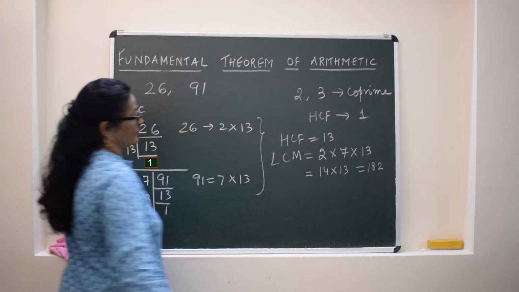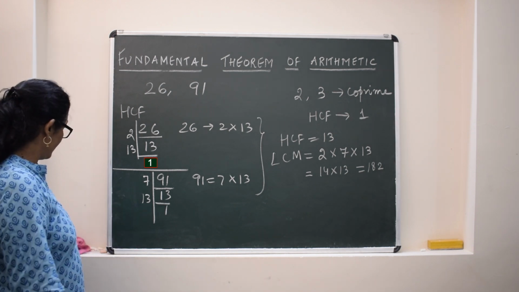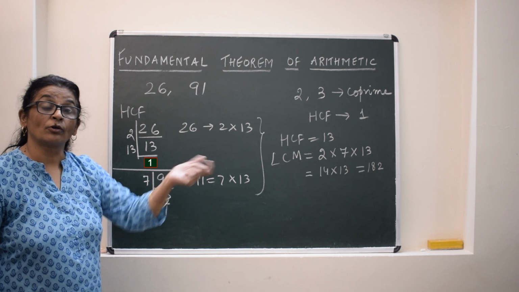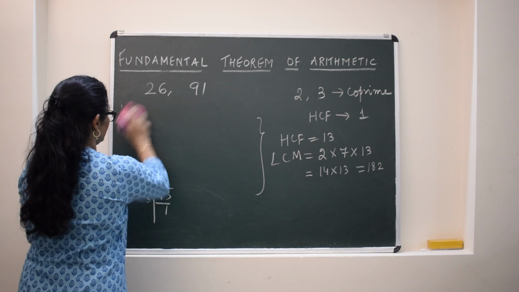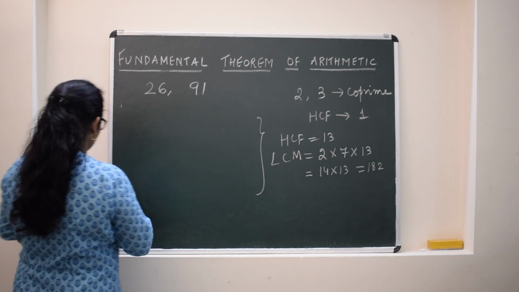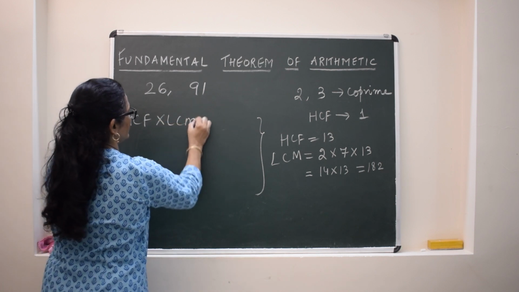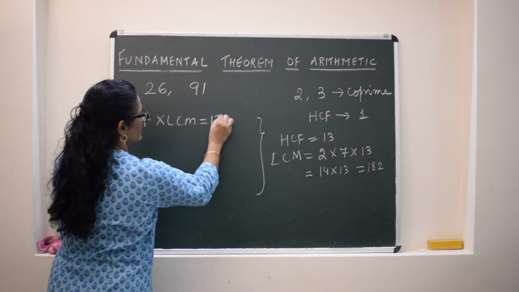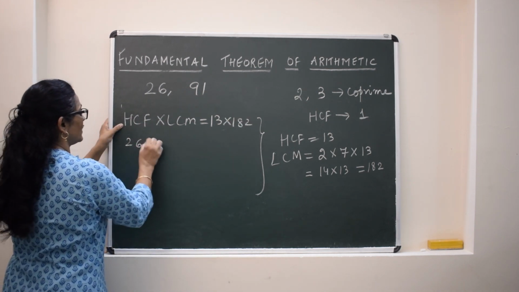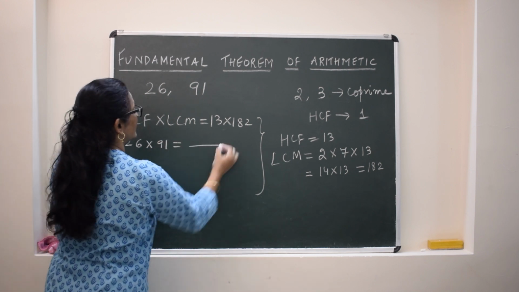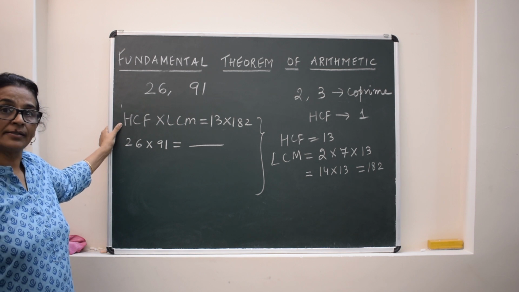Now in the same question, if it is asked to verify the formula I gave you, that is HCF into LCM is equal to the product of the numbers, what we will do is multiply the HCF and LCM, and we will also multiply 26 into 91, and on multiplying these we will see the product will be the same.